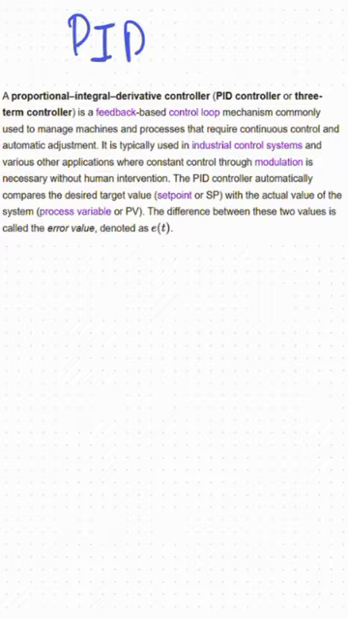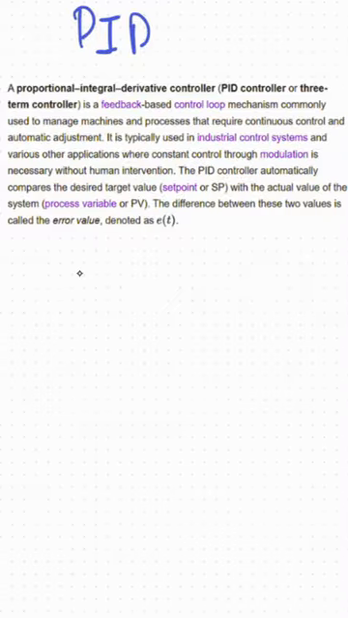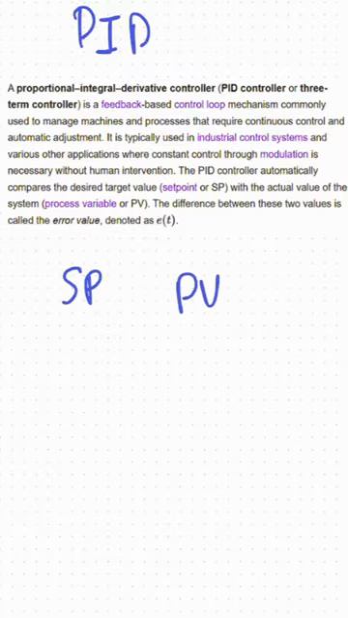So, in PID controllers, there are basically two terms we care about. The first one being set point or SP, which denotes the desired value of the system, and the second one being PV or process variable, which is the actual value of the system. The difference between them is called the error value, which is denoted by e(t), which basically helps us correct our controller accordingly.